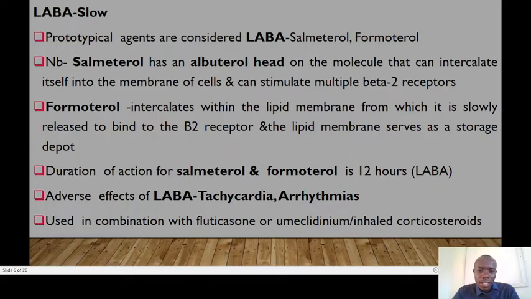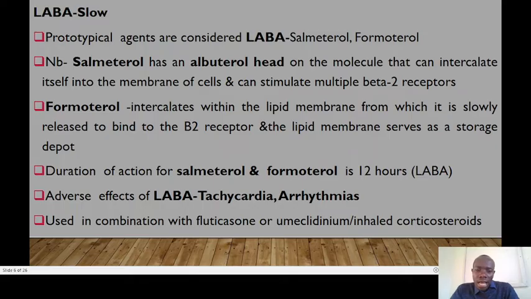Adverse effects are close to the short-acting. So like now, activating receptors, if you activate the beta 1, you're going to have increased heart rate for that case, and then arrhythmias.